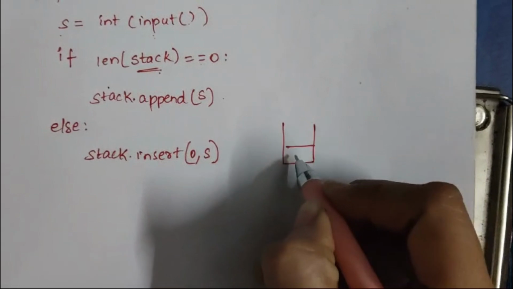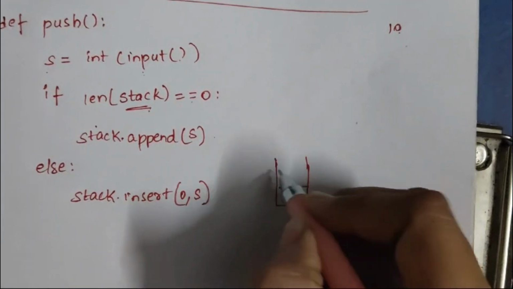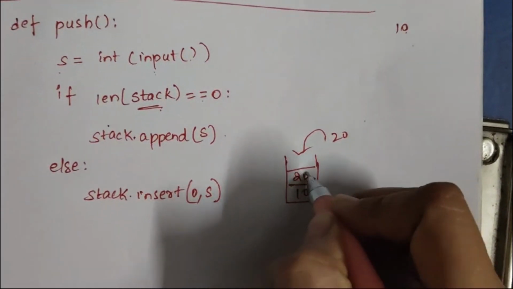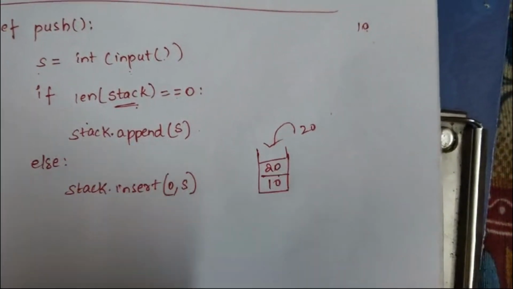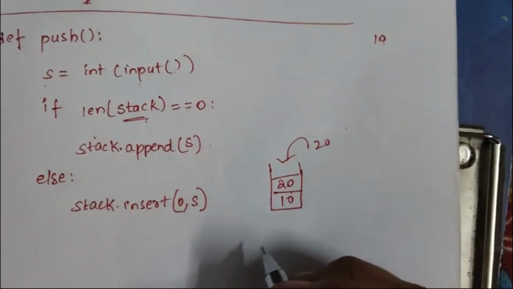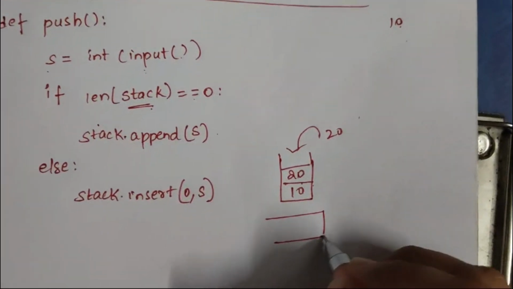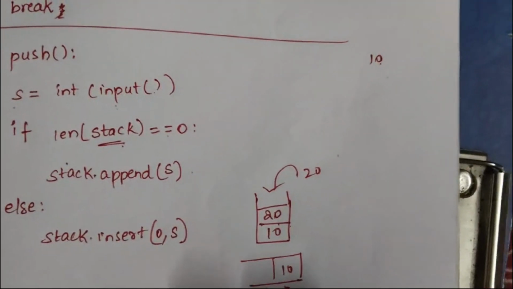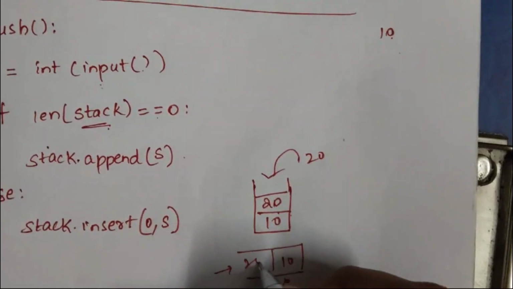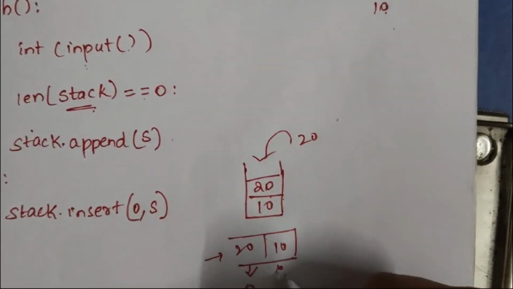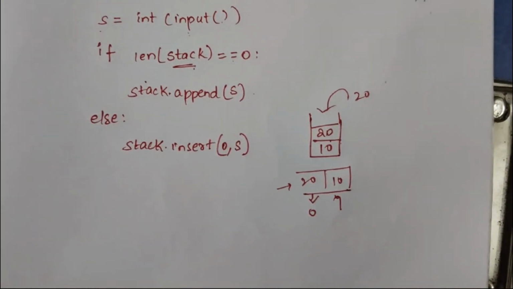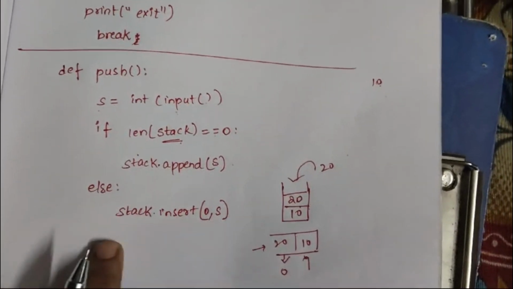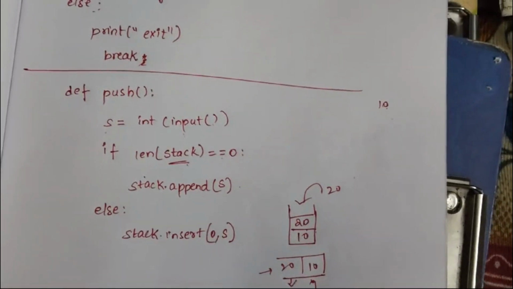Suppose already one element is there, 10. Now you want to enter 20 to this. So you can enter like this. Then what will happen? The position will be changed. You can see this like: first you have 10 in the 0th position. If you enter 20 to it, this will become 0 and this becomes 1. Okay, so this is the insert function.